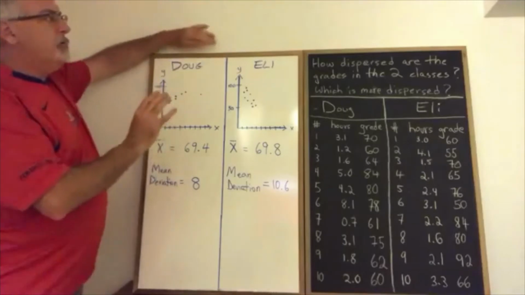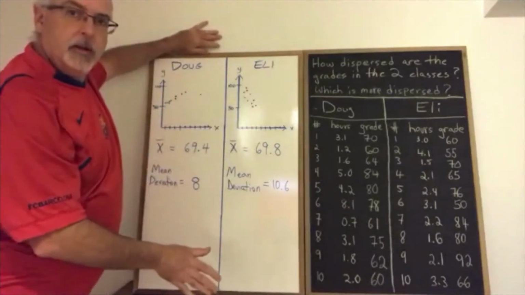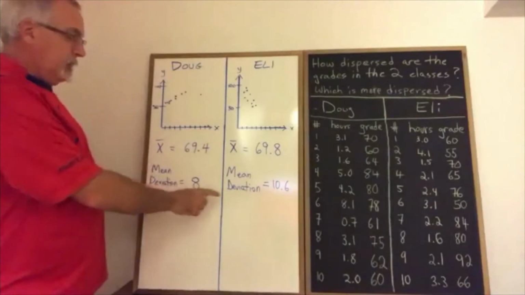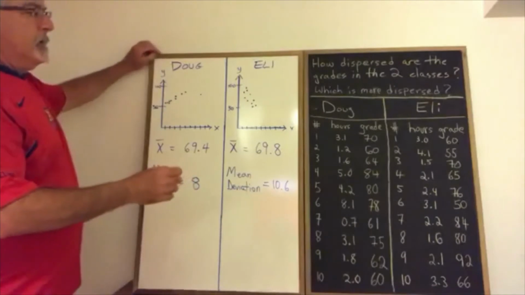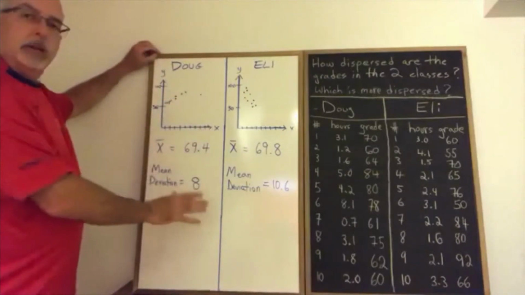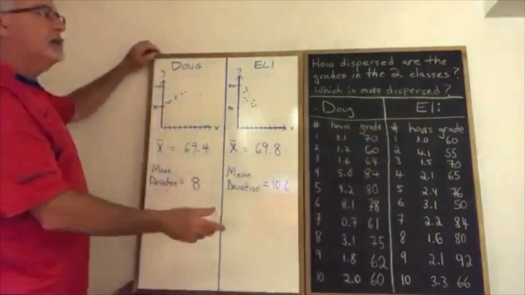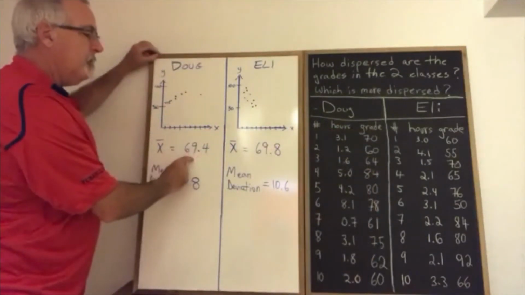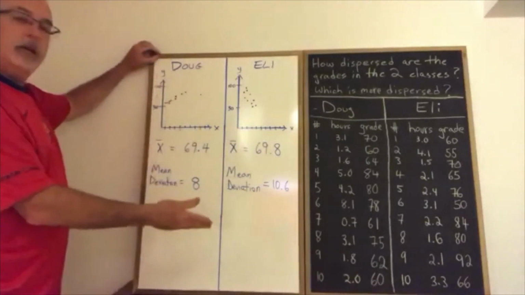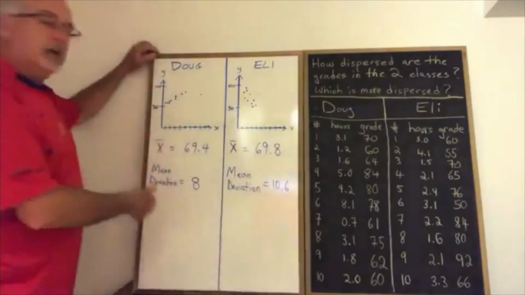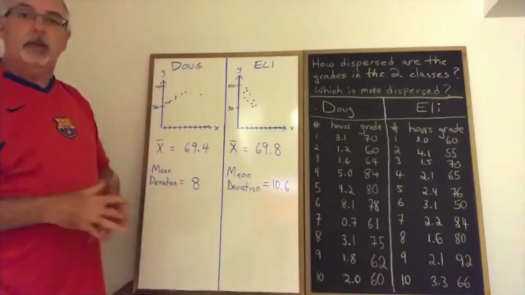But the student should realize that when looking for dispersal, mean and mean deviation are useful. Mean deviation is a measure of dispersal. So this calculation has been done for both sets of data, the grades in Doug's class and the grades in Eli's class. We have calculated the mean for each, and we have 69.4, 69.8. But then we use that mean and the grades in order to calculate the mean deviation. I'm not showing the steps of doing that formula because I have a different video that shows it.